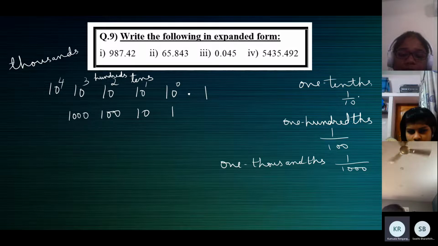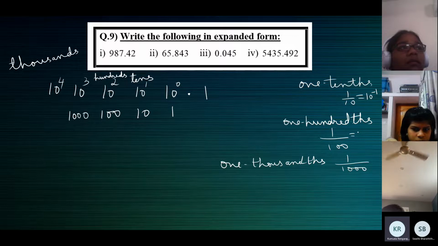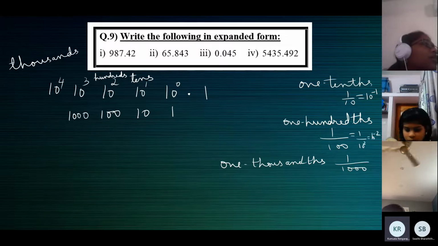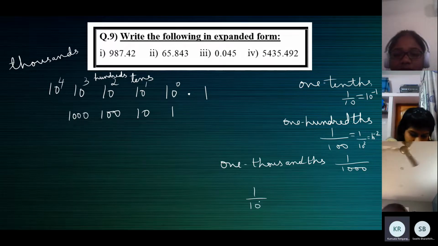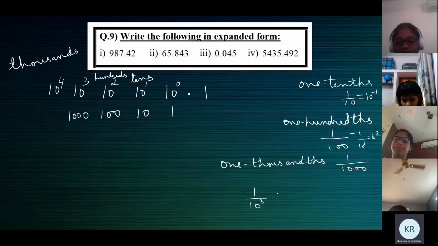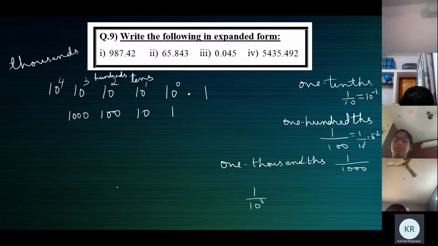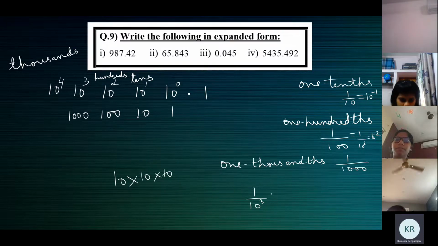So 1 by 10 can also be written as 10 to the power minus 1. 1 by 100 is 1 by 10 squared or 10 to the power minus 2. 1 by 1000 is 1 by 10 cubed. 1000 is 10 cubed. 10 into 10 into 10 is 1000. 10 cubed meaning 10 into 10 into 10, 1000. So 1 by 10 cubed or 10 to the power minus 3.